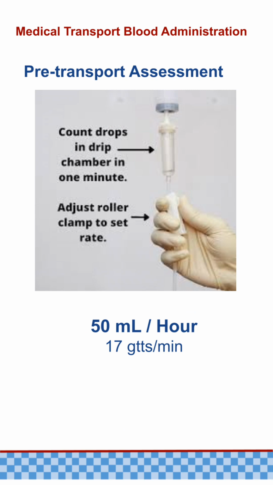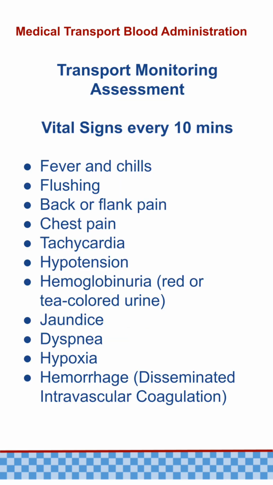Now that you know the desired drops per minute to achieve the administration rate, set the drip chamber. Finally, secure the blood product and saline for transport. Ensure the tubing is loose and will not be pulled as the patient is moved to the stretcher.